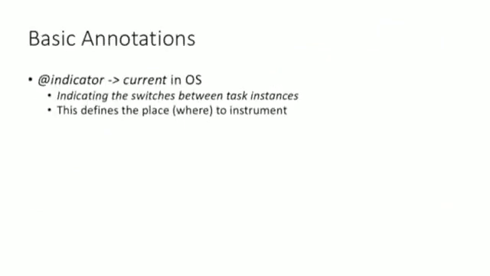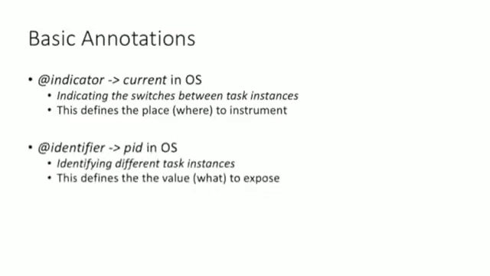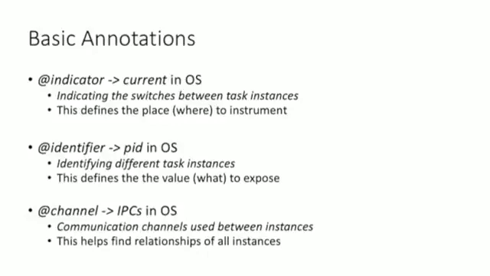The indicator is just like the current variable in the OS. It basically tells us, okay, we are switching the context in the application. So this is the place where we perform our instrumentation, when you tell the provenance system, hey, the context is changing. And the identifier basically tells which task it belongs to. So this is also some of the information you tell the provenance system, when you tell it, hey, I'm currently working on task A or task B or task C. And the third one is a channel. It's just like IPCs. I think we are good here, right? It's very easy to understand the annotations.